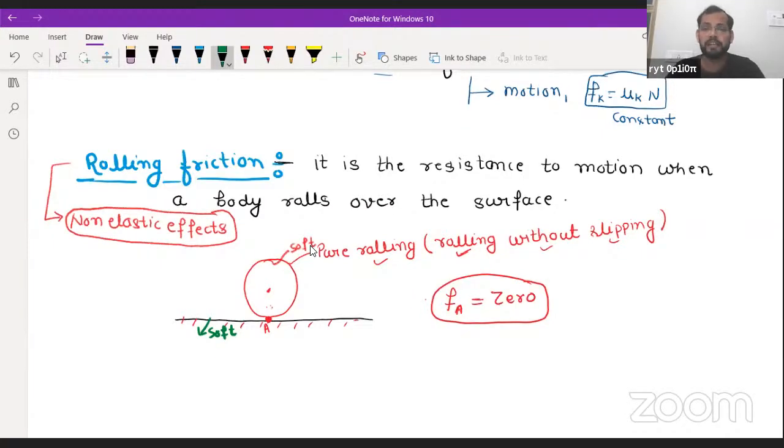Because obviously both the bodies will be soft, or there will be a tendency that one body is soft. Okay, so yes is saying please consider the body as soft. So if the body is soft and the surface is hard, in that condition what will happen? As you know, because the body is soft, what will happen?